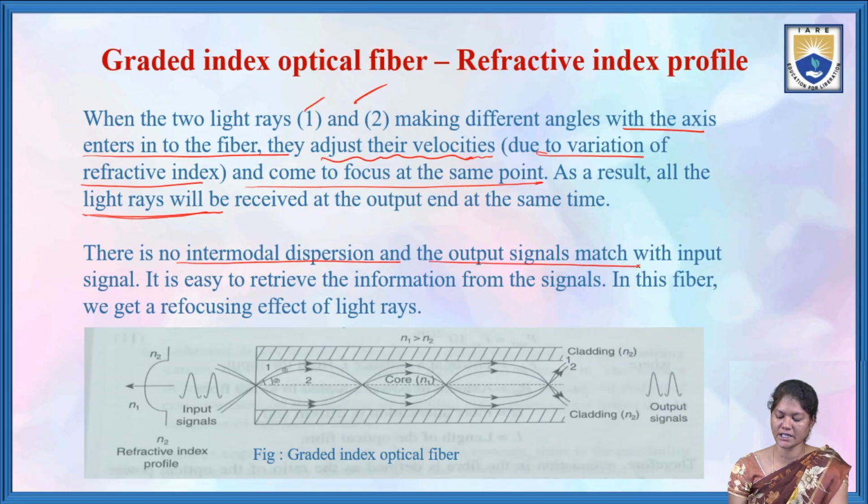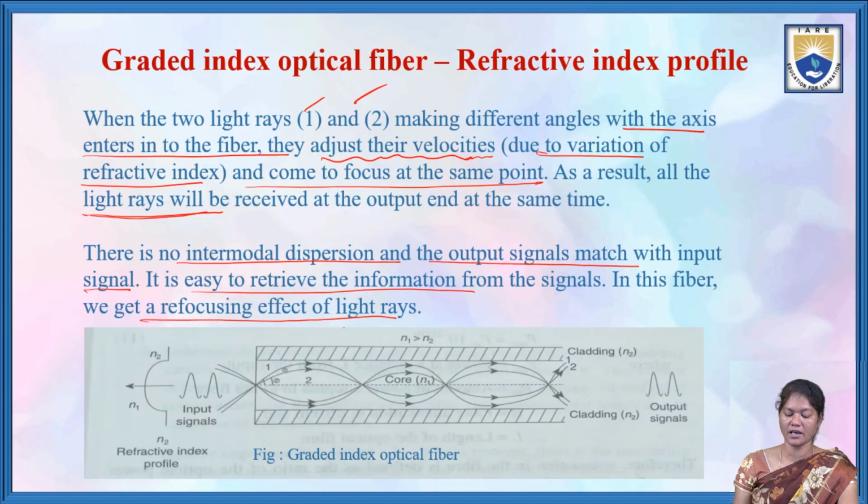And the output signals match the input signal. The output signal which comes at the end will match the input signal which we give. So it is easy to retrieve the information from the signals. In this fiber, we get a refocusing effect of light rays.